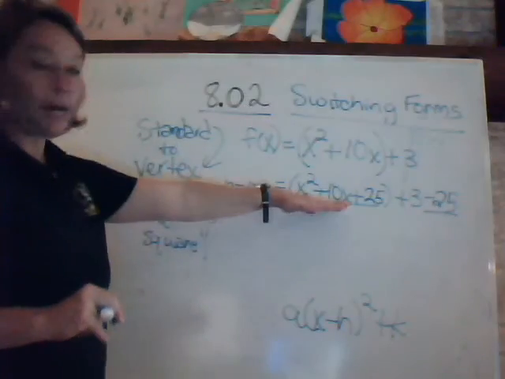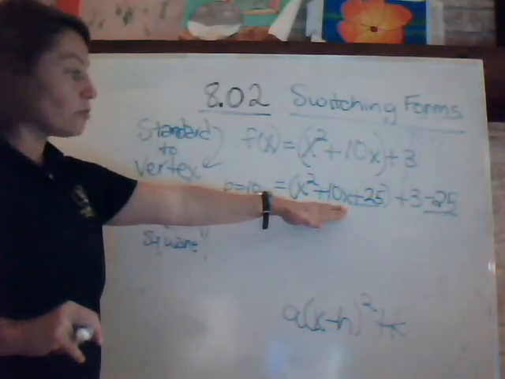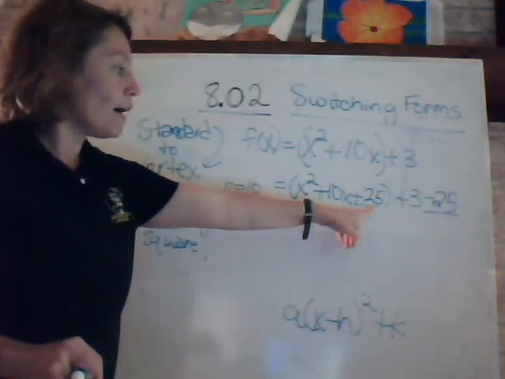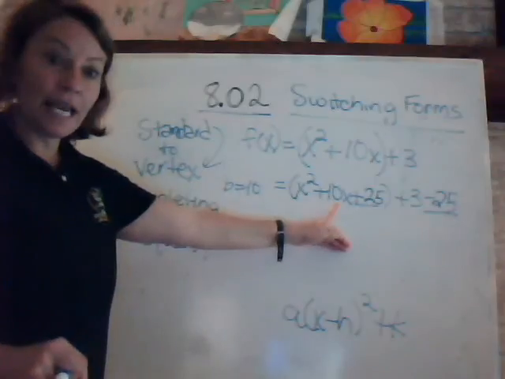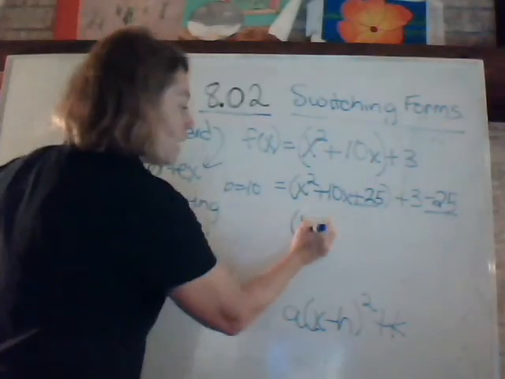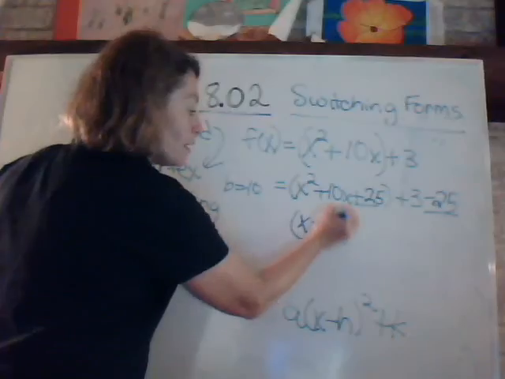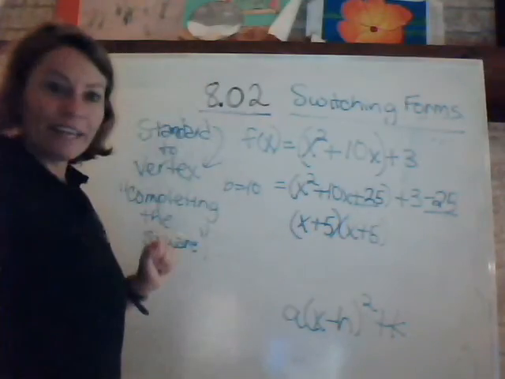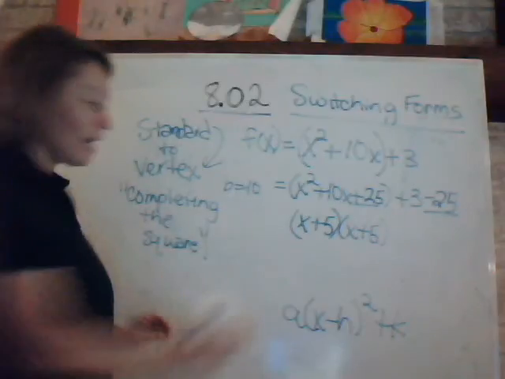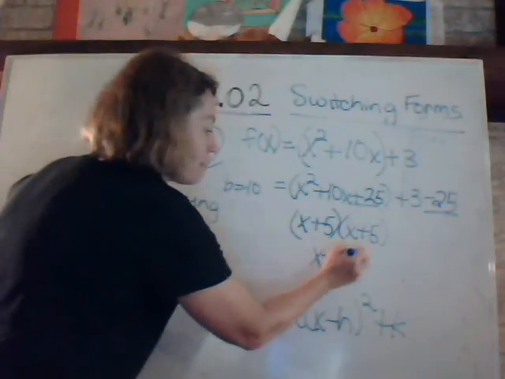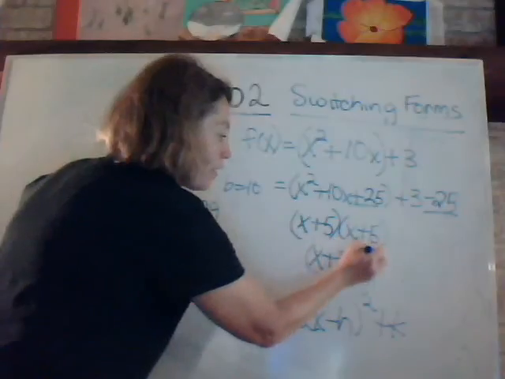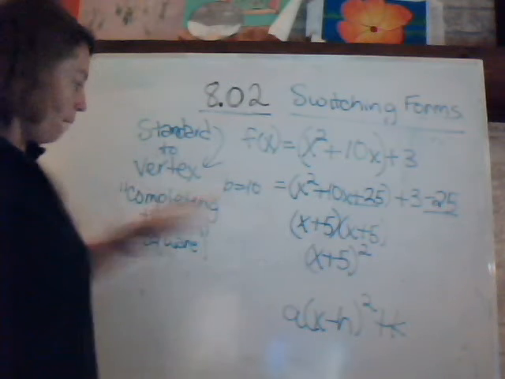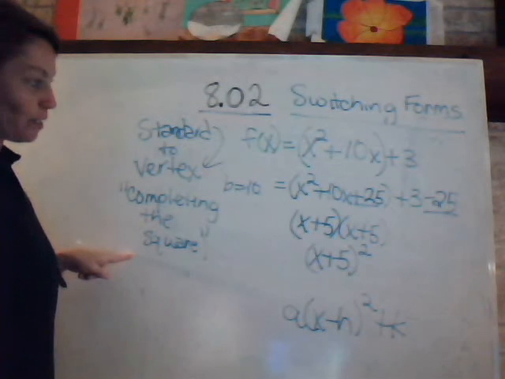Okay? So now what I've created is a perfect square trinomial. How is that going to factor? Well, what multiplies to 25 but adds to 10? That's going to factor into x plus 5 times x plus 5. What's another way to write that? X plus 5 squared. So what I've done is I've created a perfect square by completing the square. That's what completing the square is.